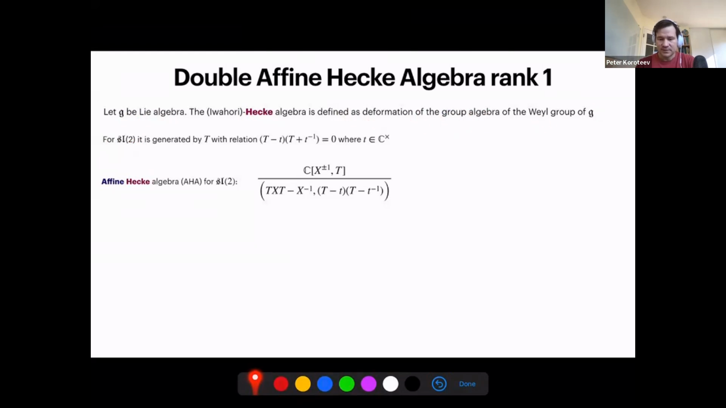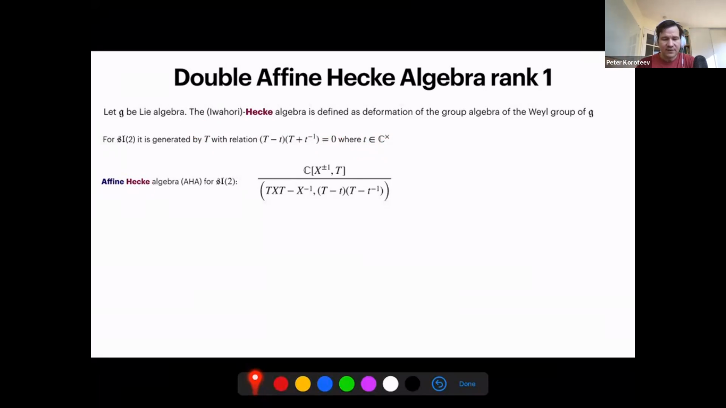I'm not going to give you the full definition, but let's just look at an example. Say for SL2, the Weyl group is Z2. So its group algebra is generated by the relation T squared equals 1. So T squared can be 1 or minus 1, and in this case it's a one-parameter deformation with this parameter t, and there's one generator, and the relation is (T - t)(T + t inverse) = 0. So one generator, one relation for SL2. This is the Iwahori-Hecke algebra, and you can imagine how this generalizes to higher rank.